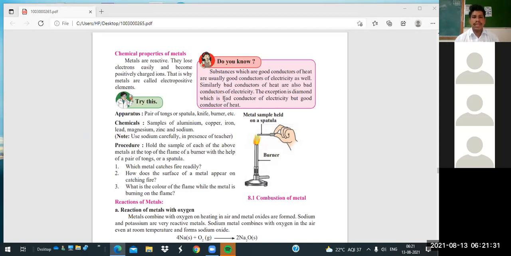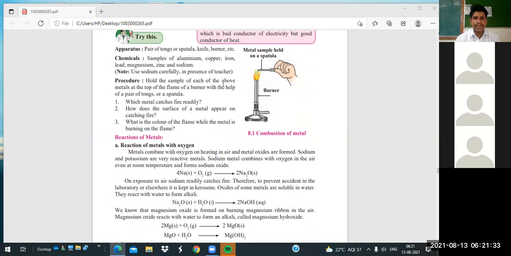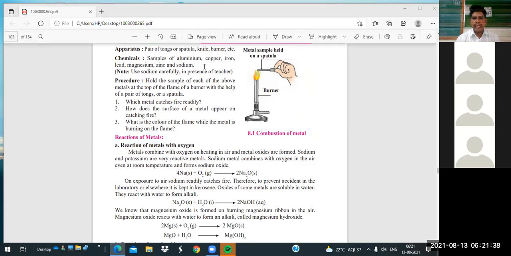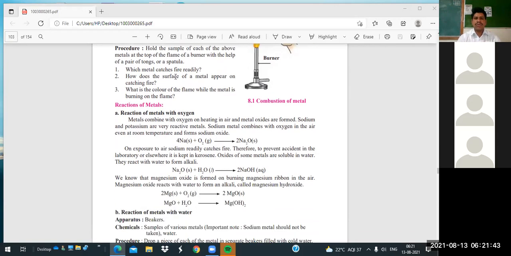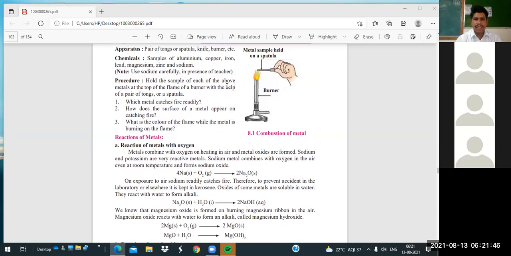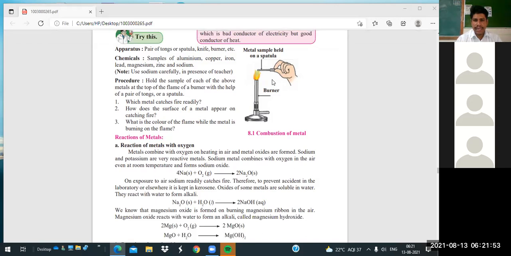Now one activity is given. Try this. We need a pair of tongs, a spatula, a knife, a burner, and samples of aluminum, copper, iron, lead, magnesium, zinc, and sodium. We have to hold the sample of each of these metals at the top of the flame of the burner with the help of a pair of tongs. A pair of tongs is used for holding hot things.